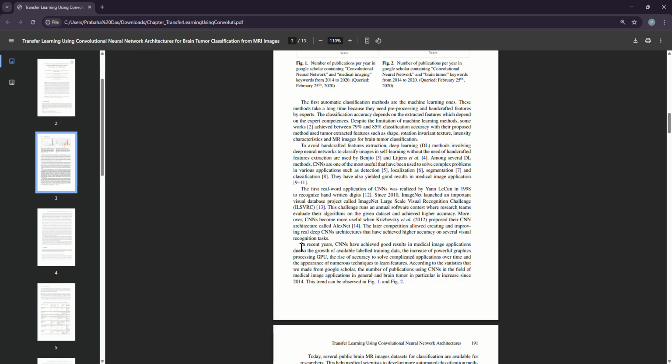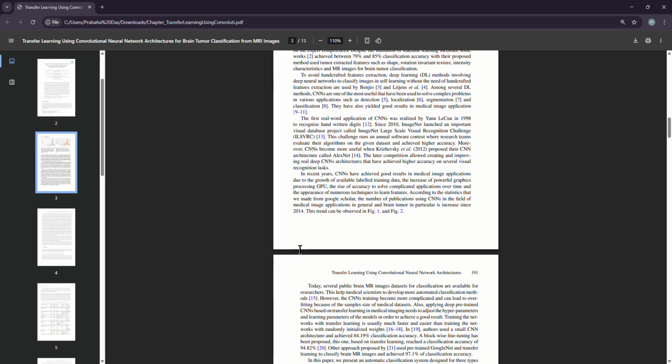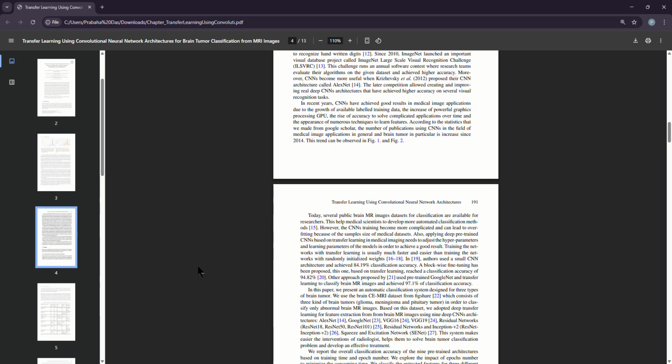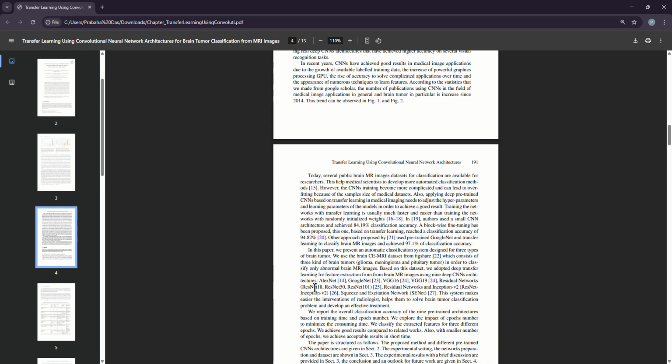Training CNNs from scratch requires a large dataset and high computational power. Medical datasets are often small, making it difficult to train deep networks effectively. Transfer learning helps by using CNNs pre-trained on large datasets like ImageNet and adapting them for brain tumor classification, which allows for faster training, higher accuracy, and better generalization.